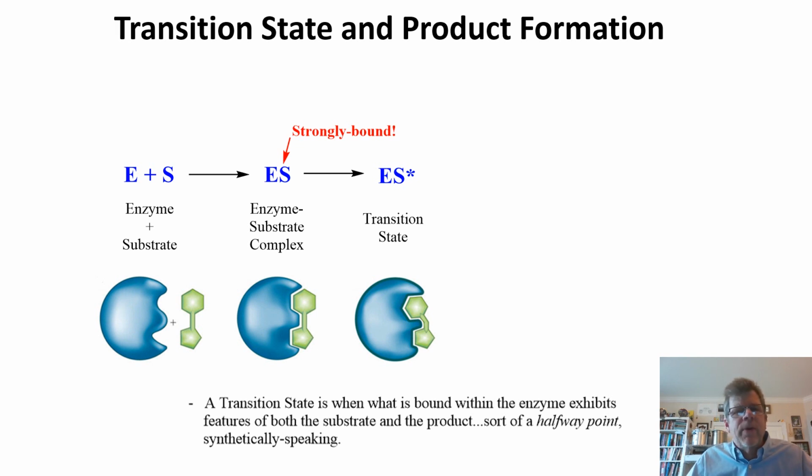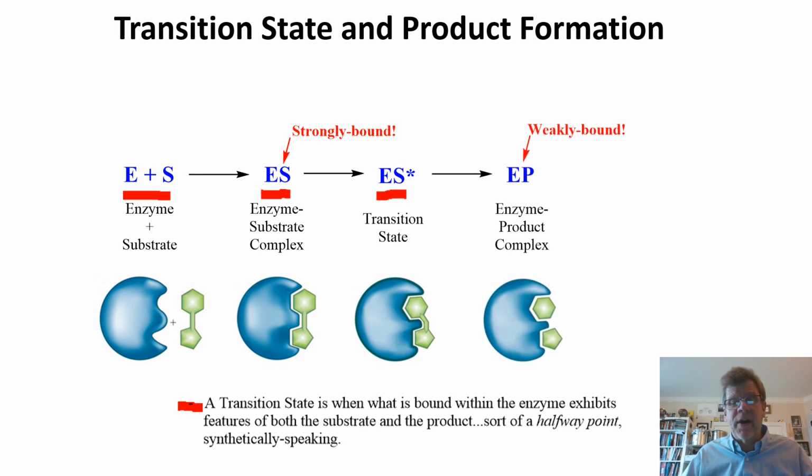And notice up here on the top, we've been going enzyme plus substrate, E plus S, into that ES, enzyme-substrate complex. And we show the transition state as ES star, if you will, whatever that means. It means we're at the transition state. If we had to put a definition to it, a transition state is when whatever is bound within the enzyme, within that binding pocket, has features of both the substrate and the product. It's like a halfway point in the reaction, shown by the bent covalent bond, which is ridiculous. There is no such thing as that. But that's the halfway point, that's how we're representing it. And at some point, we're done with that halfway point, and we have product formation.